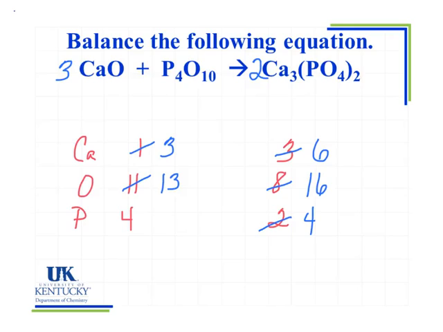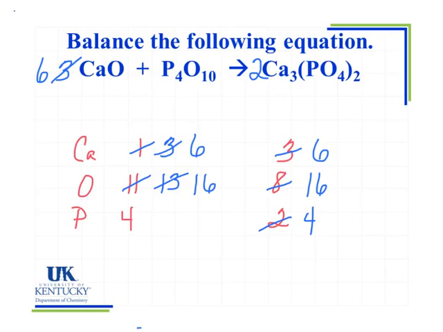So now I need to go back and change that coefficient to a 6. And when I do, now I have 6 calcium, and I can recount my oxygens. I have 6 oxygens in the calcium oxide and 10 oxygens in the P4O10, which gives me a total of 16. So it appears that everything is balanced, but I am going to go back through and check everything just to make sure.